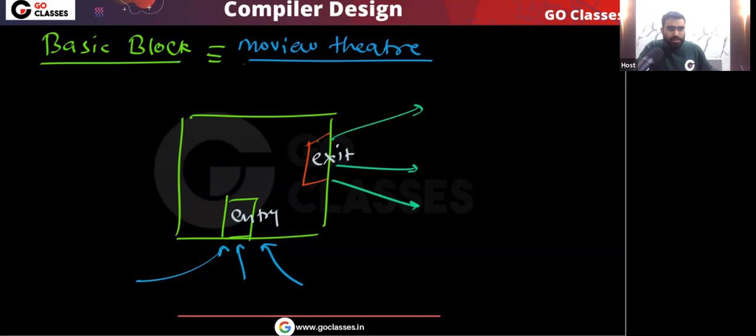That is also fine. But remember, this will be the only entry node. Means you cannot go directly here. You have to go like this. Okay, very simple. So something like this. This is just an analogy. Don't think about it too much, but this is only an analogy.